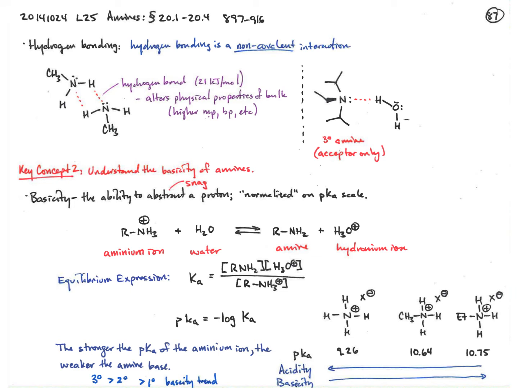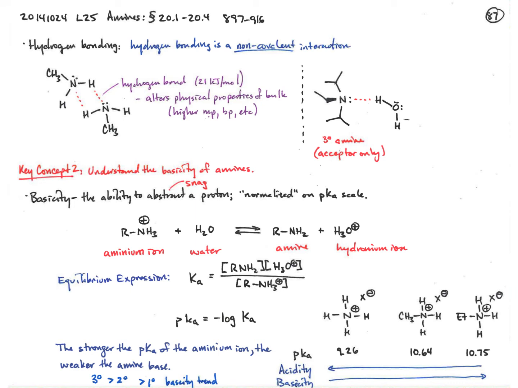And hydrogen bonding alters the physical properties of the bulk material. So because you have this hydrogen bond donor, so this hydrogen in this molecule is being the donor, this lone pair is being the acceptor, and now here vice versa. There's this attraction, and that attraction tends to increase the melting points, increase the boiling points.